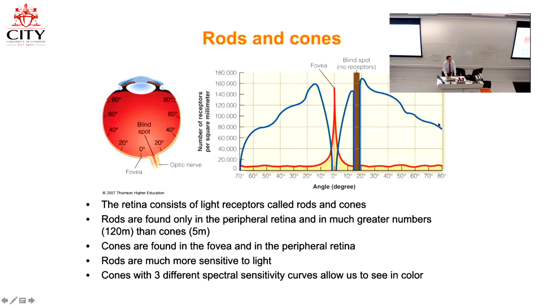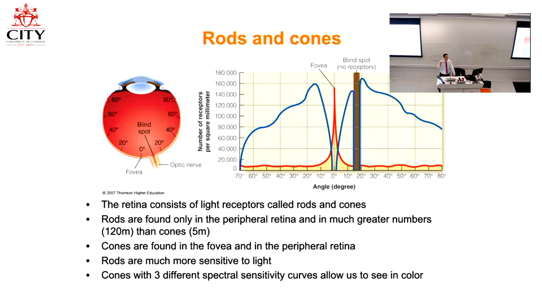Rods are sensitive to light. They are much more sensitive to light. But cones need a good amount of light to perceive color. So if you enter a dark room, it's very dark, no light in it, you don't see anything, but after a few seconds that you stay in that room, if there is a smaller source of light, you start to see things, right? This is the time that it takes your rods to activate.